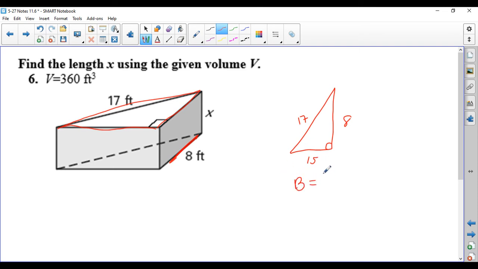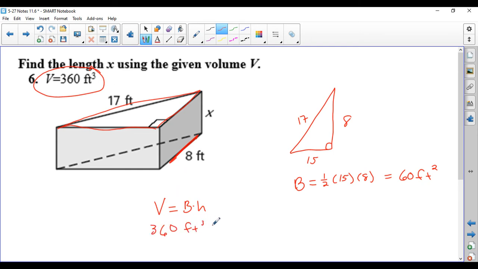Area of a triangle is 1/2 base times height. And in a right triangle, the legs are the base and the height. When I multiply this together, I get that the base area is 60 square feet. So if I want to find volume, I would do base area times height. But in this problem, we're given the volume. The volume is 360 cubic feet. Our base area is 60 square feet.